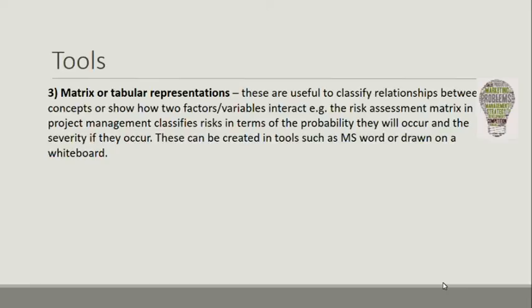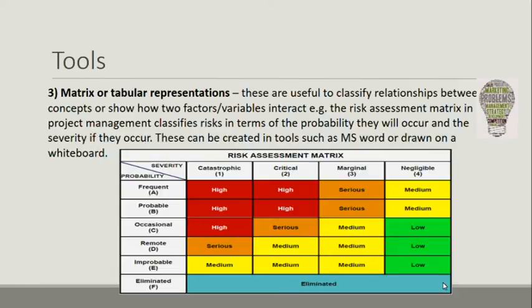Matrix or tabular representations. These are useful to classify relationships between concepts or to show how two factors interact. For example, the risk assessment matrix used in project management classifies risks in terms of the probability they will occur and the severity if they do occur. These can be created in tools such as Microsoft Word or drawn on a whiteboard. Here's an example of a matrix representation.